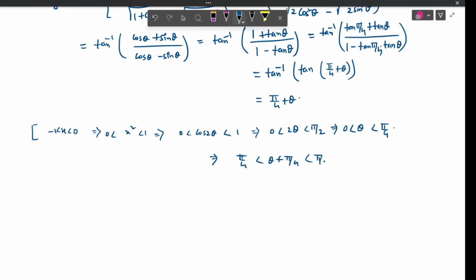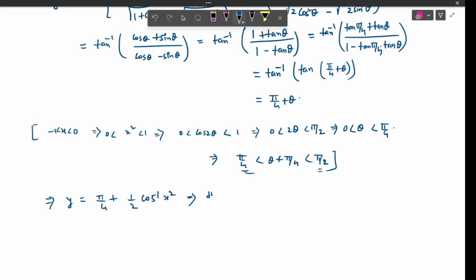less than pi by 4 plus pi by 4, that is pi by 2. So our theta plus pi by 4 lies between pi by 4 to pi by 2. So you can say in this domain tan inverse tan theta is theta. So pi by 4 plus theta. Otherwise it will change. So we can say y equals pi by 4 plus this theta, x square equals cos 2 theta, that is theta would be half of cos inverse x square.